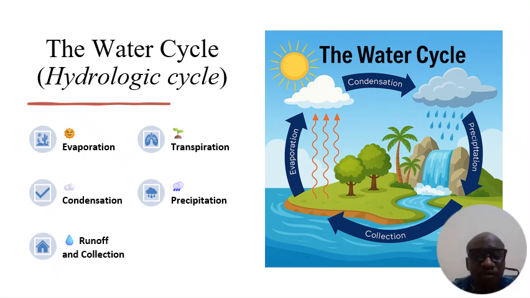We also have runoff and collection. The precipitated water flows over the land surface as runoff. It also returns back to the river or the lake or the ocean. Some water seeps into the ground, replenishing the underground aquifers, and it also finds its way back into the ocean. And again, the sun evaporates the water, and the cycle continues on and on.